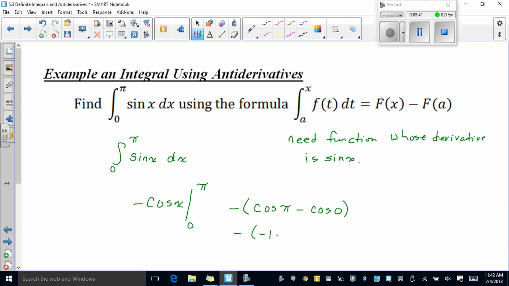The notation that I'm expecting you to use is that you take the antiderivative, draw this line down, and put your upper and lower limits of integration. And you always start with your upper limit.